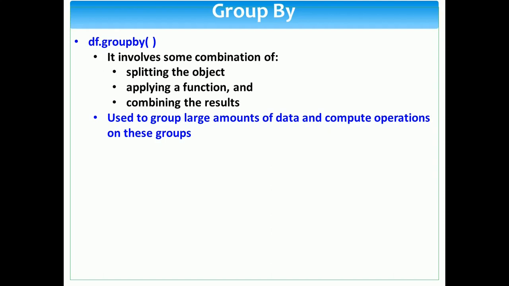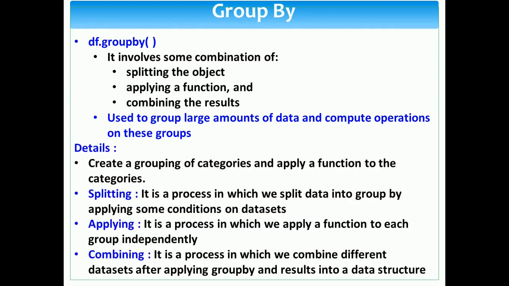It is used to group large amounts of data and compute operations on these groups. So what are the details? You create a grouping of categories and apply a function to the categories. Then you split. It is a process in which we split the data into groups by applying some conditions on the data set. That means you have split the data, so you essentially have the data sets, and then you apply some conditions on the data set.